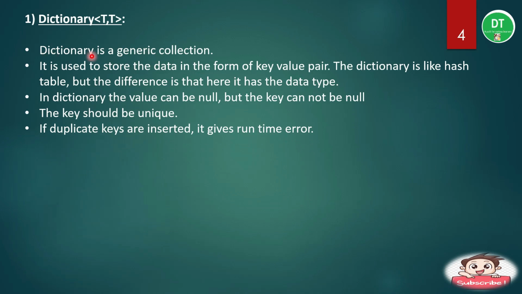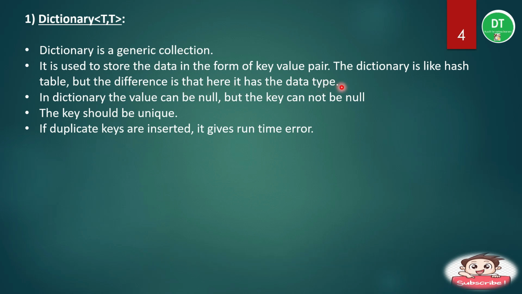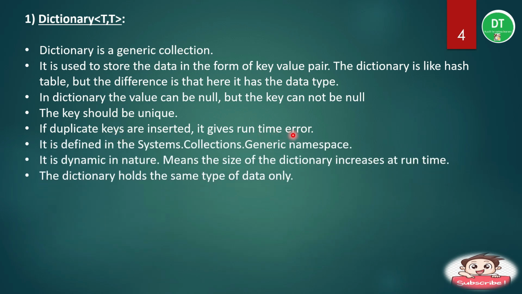Dictionary. Dictionary is a generic collection. It is used to store the data in the form of key value pairs. The dictionary is like a hash table, but the difference is that here it has the data type. In a dictionary the value can be null, but the key cannot be null. The key should be unique. If duplicate keys are inserted, it gives a runtime error. It is defined in the System.Collections.Generic namespace. It is dynamic in nature, meaning the size of the dictionary increases at runtime. The dictionary holds the same type of data only.